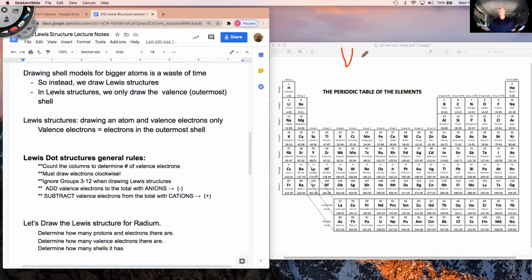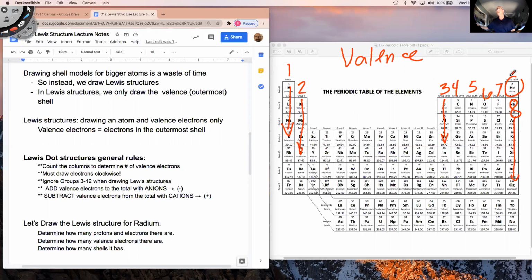Valence electrons are the outermost electrons. So hydrogen has 1 valence electron. Lithium has 1. Sodium 1. All of these, all the way down, have 1 valence electron. This column here, all of these have 2 valence electrons. This group here, these all have 3, and then 4, 5, 6, 7, and starting at neon, 8. So these all have 8.